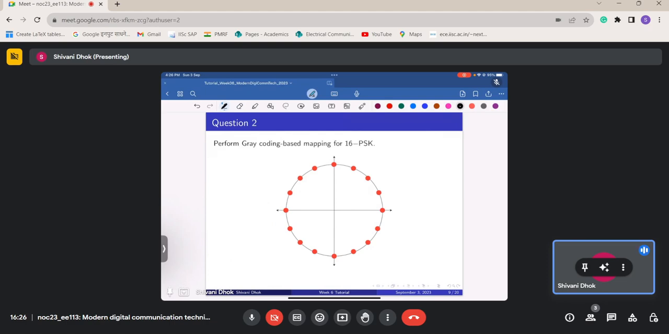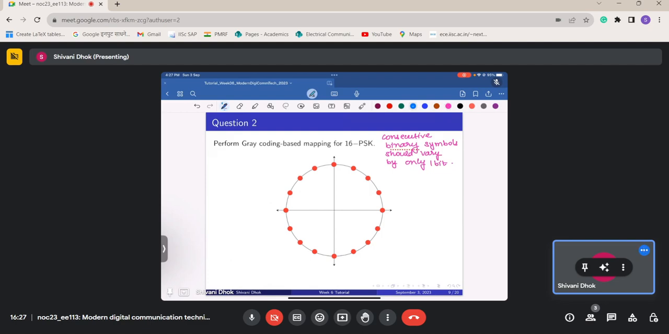So the next question says that we need to perform gray coding based mapping for this 16 PSK. Okay, so what does gray coding say? That consecutive binary symbols should vary by only 1 bit, as discussed earlier. So this is what the gray coding is saying.